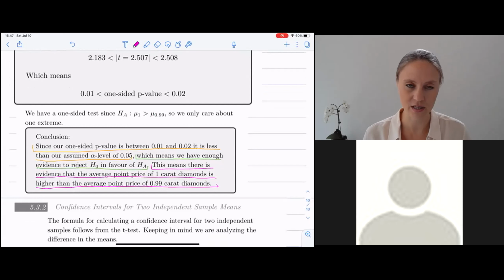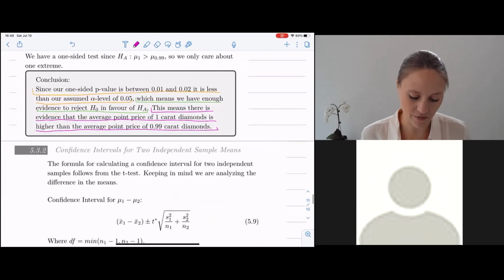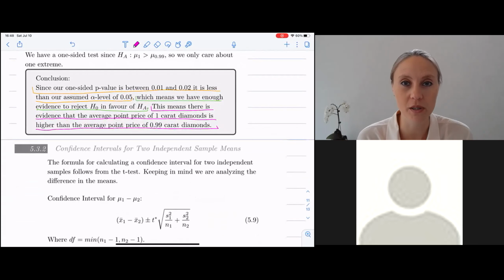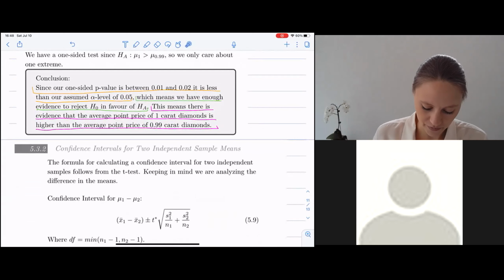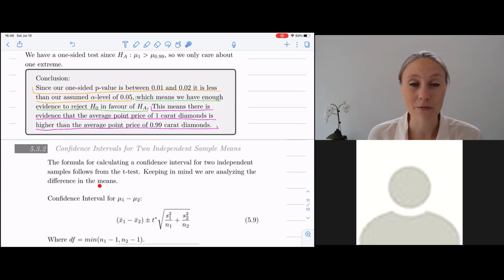Arguably, the most work is calculating that t, and then once you have the t, you just use it like we have been. Same thing with the confidence intervals. Once you have the formula for the confidence interval, then we can build the confidence interval and interpret it, reminding ourselves that we are analyzing the difference in the means. So our interpretation has to be about the difference in the means, mu1 minus mu2.